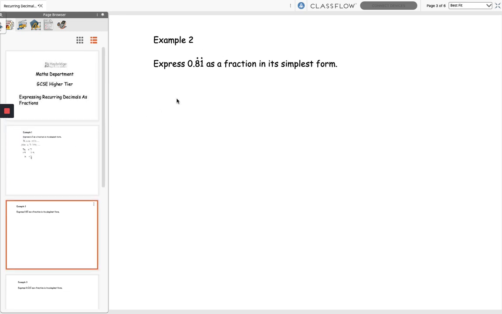We're now going to move on to a second example. So this one is asking us to express 0.81 recurring as a fraction in its simplest form. So I'm going to follow through the steps again. So I'm going to start off by putting the recurring decimal as equal to a variable x, and I'm going to expand it so that I can see what the recurring group looks like. So this time my recurring group is 2 digits long. So I'm going to multiply both sides of my equation by 10 to the power of 2, which is 100. So x times 100 is 100x.